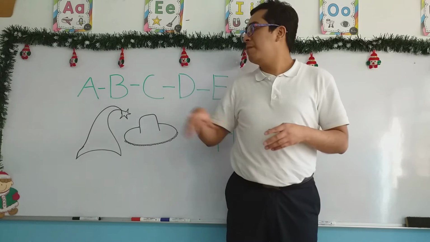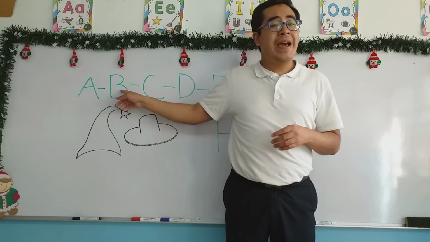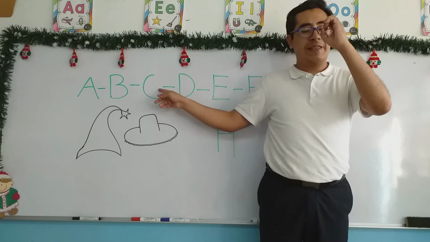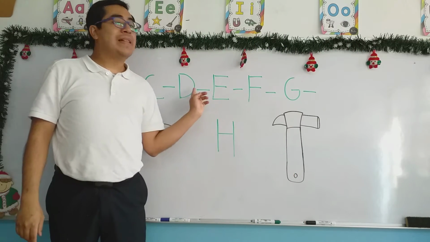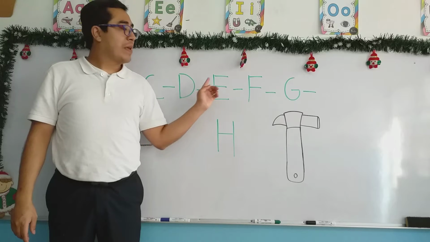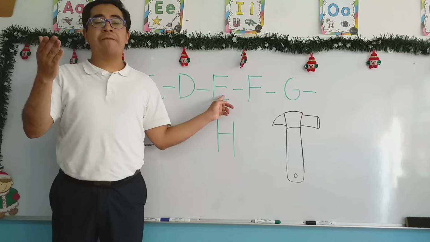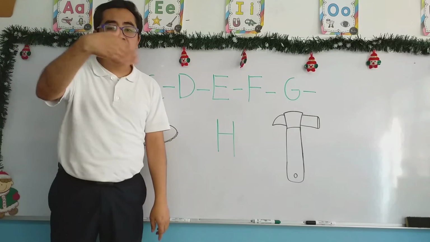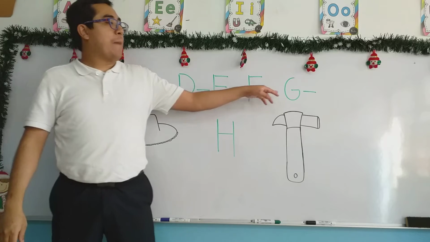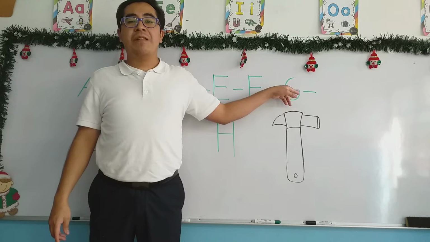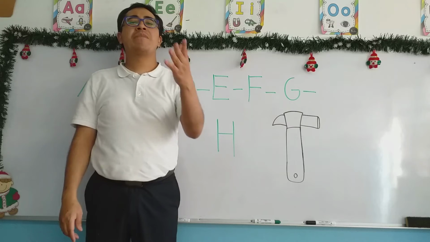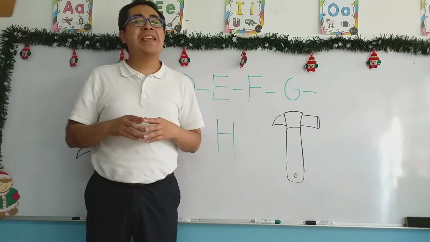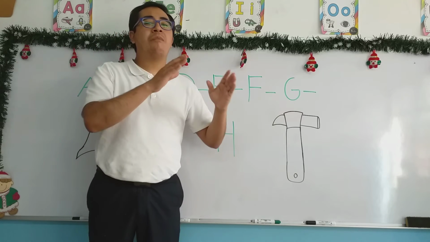Ahorita solo el teacher. Capital B for banana. Capital C for coin. Remember, moneda. Capital D for dragon. Capital E for elephant. Capital F for fish, remember the fish, the animal of the sea. Capital G for girl, grandmother. Do you remember what is a girl? Girl in Spanish, niña. Grandmother, abuela.